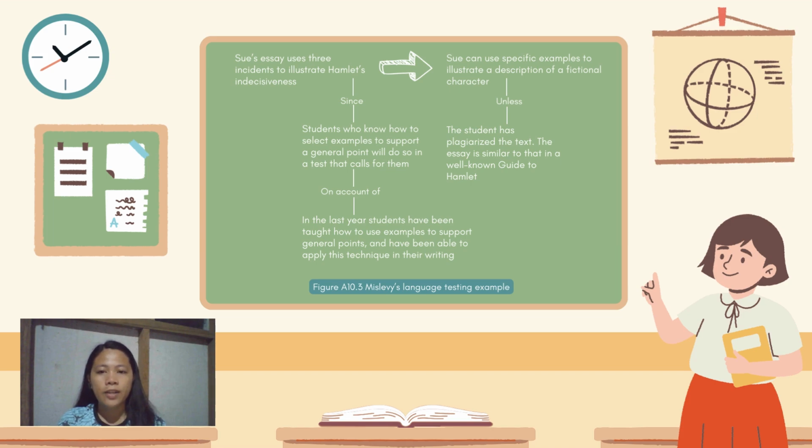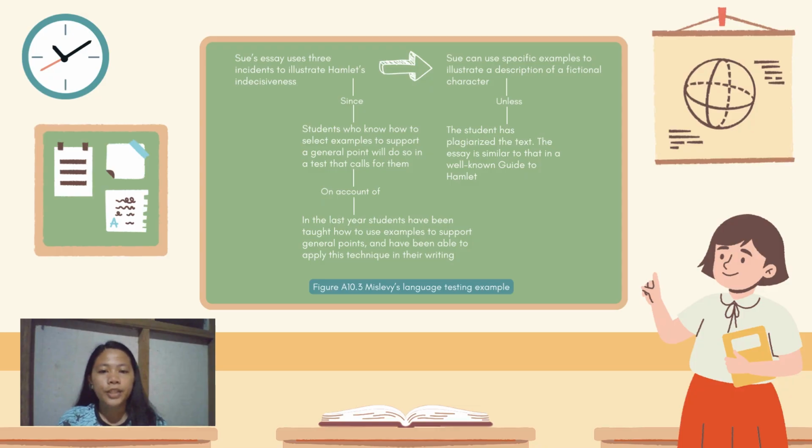We have here the reasoning. This is possible because students have been taught how to select and use examples to support general points, and they can apply this skill in their writing. The connection is shown by the words since and on account of.